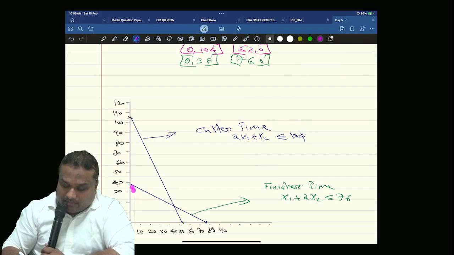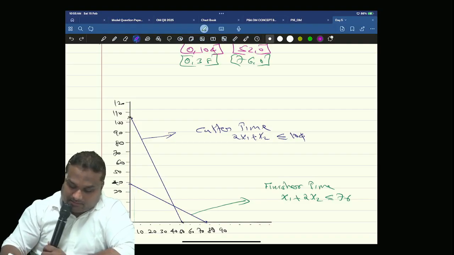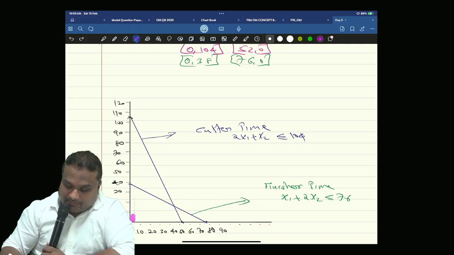I'm going to shade it very neatly. Not like this. Very bad, right? Don't say yes. At least respect your teacher.